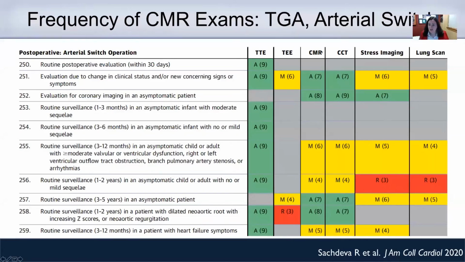The appropriate use criteria are able to give us guidelines for these patients, not that dissimilar in an adult from those with the atrial switch every 3 to 5 years in an asymptomatic patient, more frequent for those that have residual problems, which includes that dilation of the neo-aortic root.